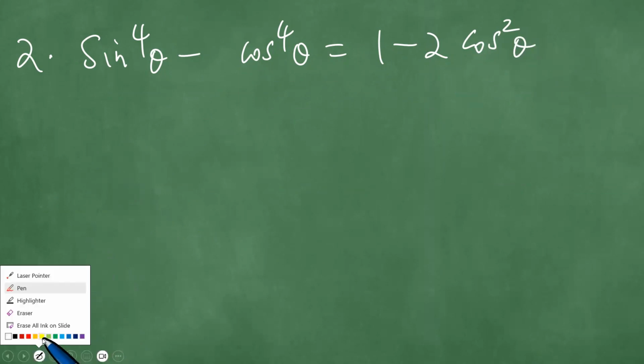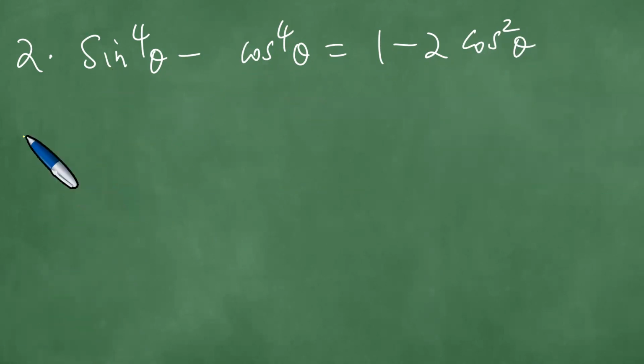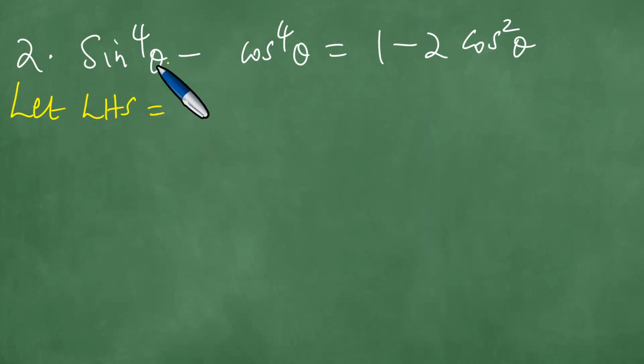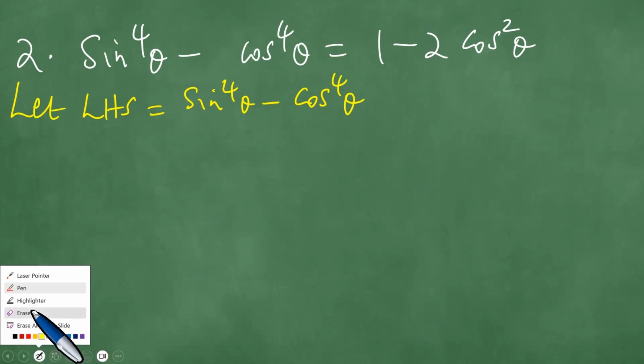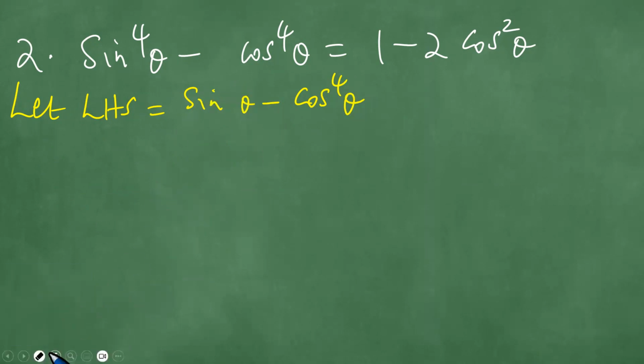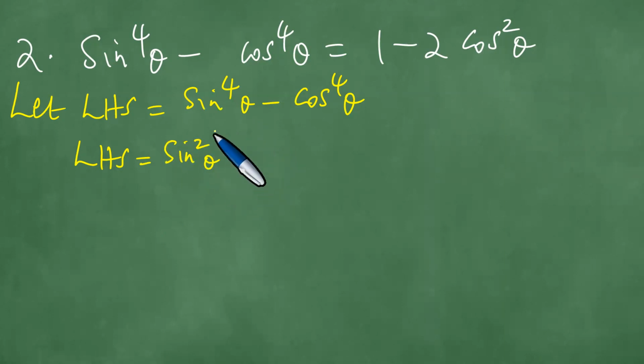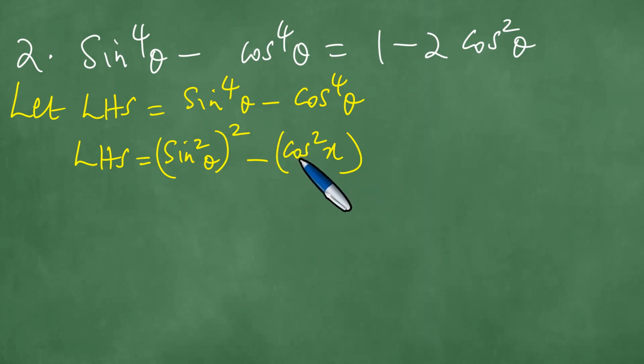Okay, to prove this, you take one side and produce the other. The easiest is to take the most complicated side with lots of higher powers and more terms. And in this case, you take sine to the fourth power minus cosine to the fourth power. So which means the left-hand side. Okay, this is biquadratic. So which means that it's like a difference of two squares, but you can write it like so. There's a theta there.